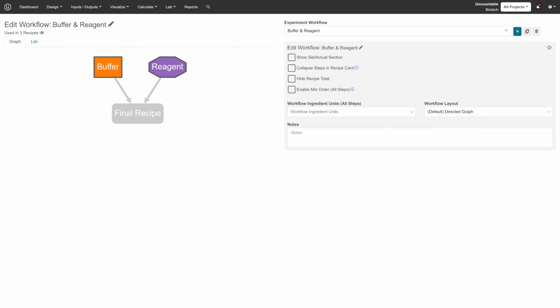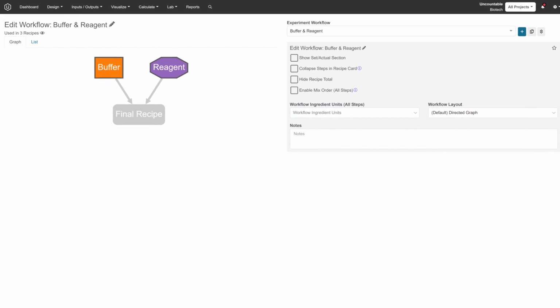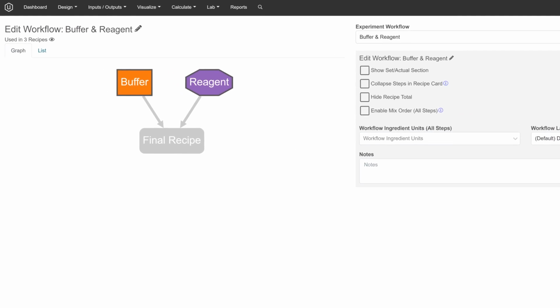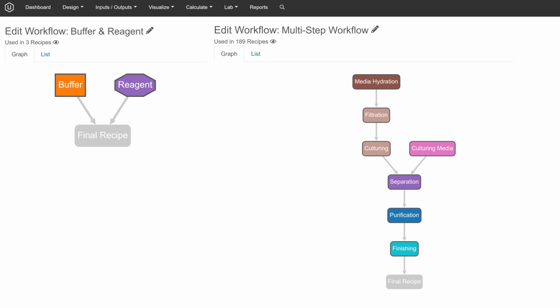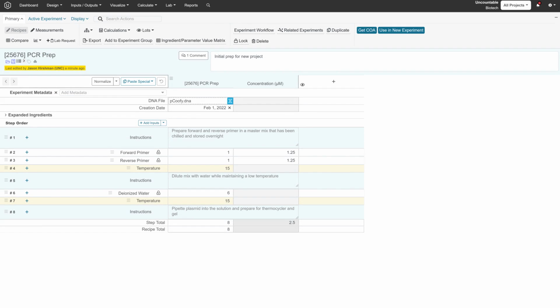Storing a sample starts with deciding on its structure. Uncountable's system can represent both experiments that are simple two-part systems, like adding a reagent to a buffer, to complex bioreactor processes with multiple sources of variation. With Uncountable, you can record all of your experiment details. Chemical quantities can live alongside plasmid maps, test procedures, and other protocols.